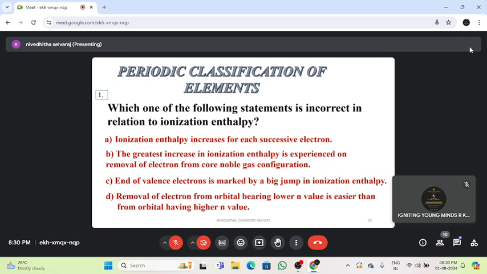No. A lower n value means the electron is present nearer to the nucleus. So removing an electron which is present nearer to the nucleus is very difficult, so we have to supply more energy, and the ionization energy will be more. But here they are saying that removing the electron is very easy, when the electron is present in the shell nearer to the nucleus, which is wrong.